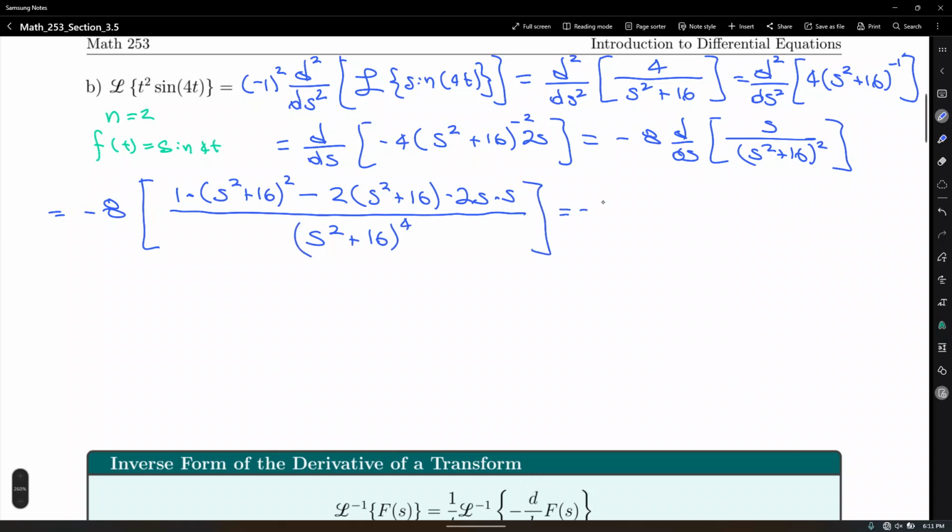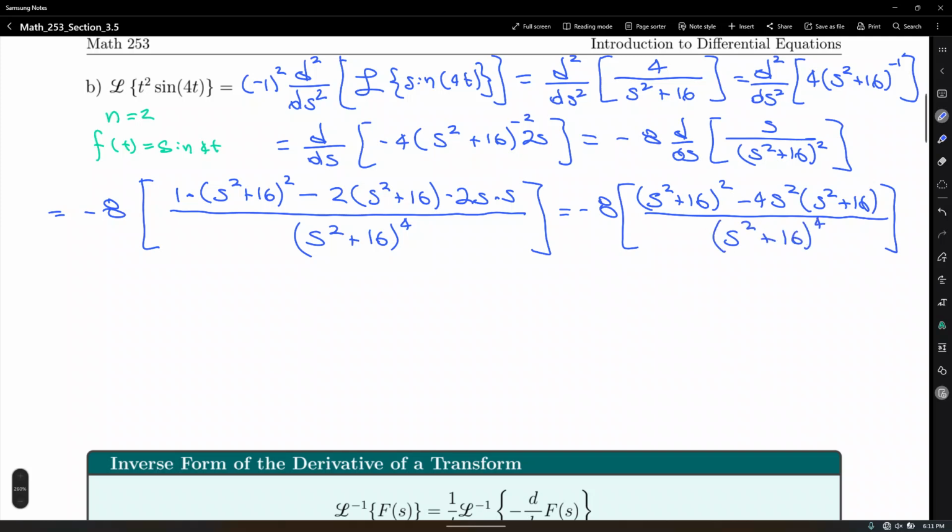All right? That equals negative 8 times, well, (s squared plus 16) quantity squared, and then what is that? Minus 4 times s squared times (s squared plus 16). Everything divided by (s squared plus 16) to the fourth power.